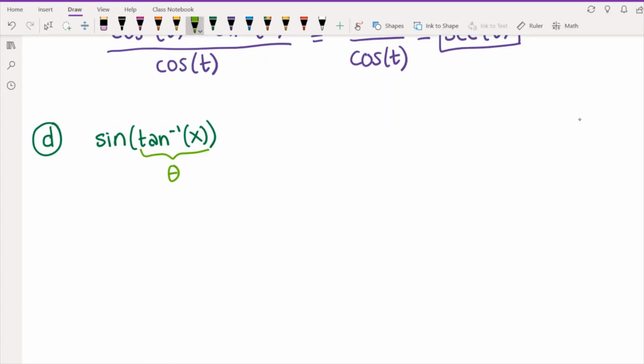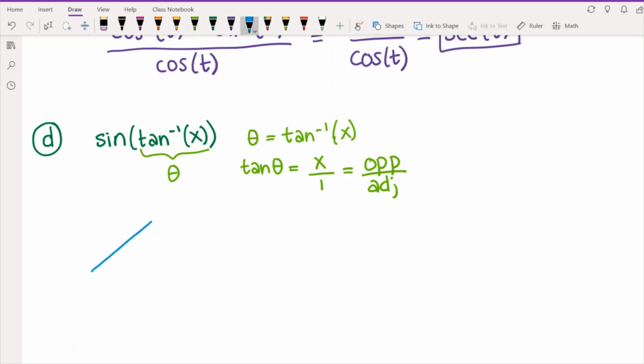And so that means that if theta is equal to inverse tangent of x, that means that tangent of theta is equal to x, which is the same as x over 1. And so if you draw a right triangle, your opposite side should be a length of x and your adjacent side should be a length of 1. So now we can go ahead and draw a triangle. Let's say that this angle here is theta. That tells us that our opposite side is x and our adjacent side is 1.